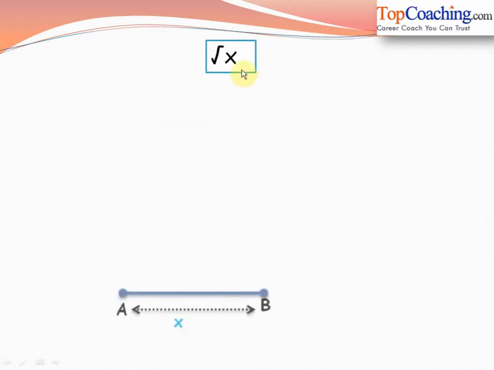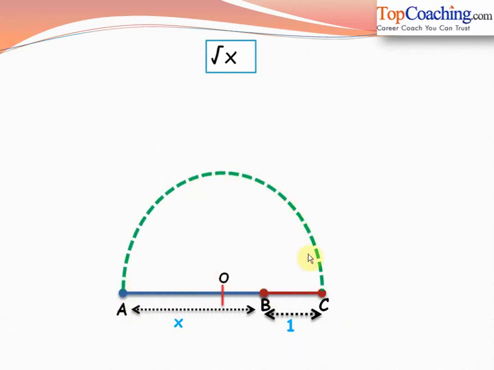Let us take the number as root x, and so what we do is we draw AB of length x units, and this is exactly what we have done. Next, we draw a segment BC of length 1 unit. Now, in the next step, we take O as the midpoint of AC, and from O we draw an arc this way such that the radius of this arc is AO or OC. Now, from the point B, we draw a perpendicular such that it intersects the arc at the point D. Join OD, and the length of BD is equal to under root of x.